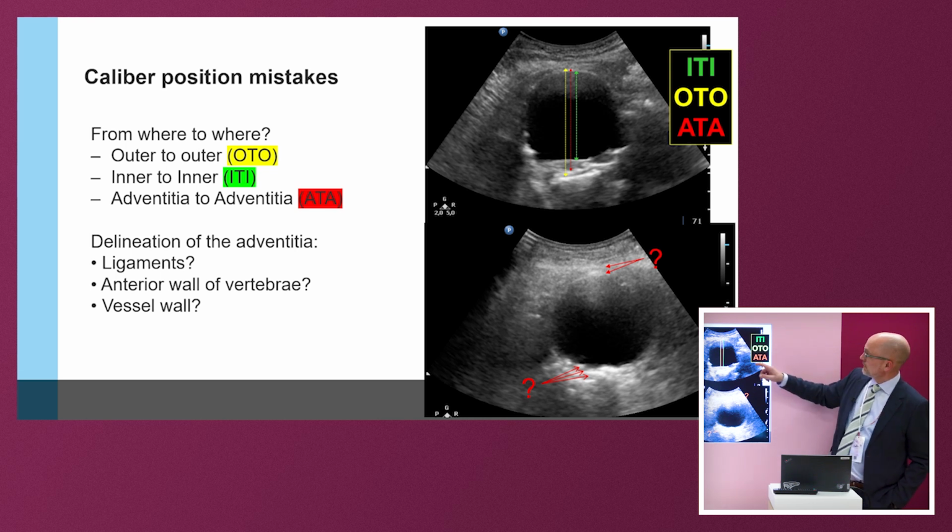But then you need to look at the images and you need to decide where to put the calipers. I think in this image, this is a good image. It's probably quite easy. But what about here? Which one of these structures is the aneurysm wall?